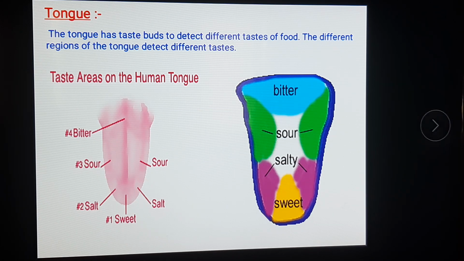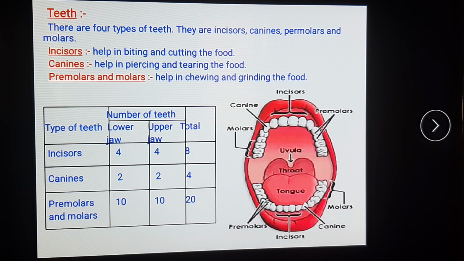The next point is teeth. There are 4 types of teeth. They are incisors, canines, premolars and molars. Here in the picture they are shown well. What is the use of incisors? Incisors help in biting and cutting of the food. When we take a small piece of biscuit and keep it in our mouth, our incisors help to bite and cut that biscuit.